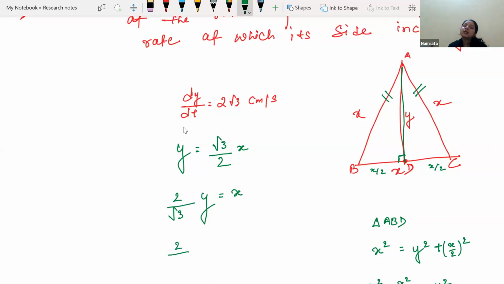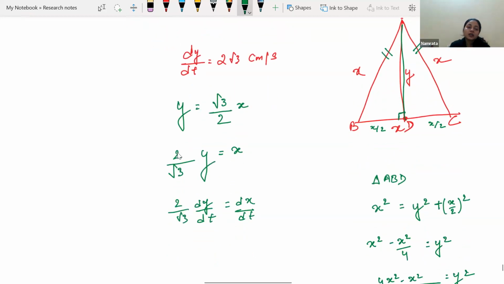So 2 by root 3. Here we'll have dy by dt. Here we will have dx by dt. At what rate is the side increasing? That means we have to find dx by dt. Here we will have 2 by root 3 into 2 root 3 is equal to dx by dt. Root 3 gone. We have dx by dt is equal to 4.